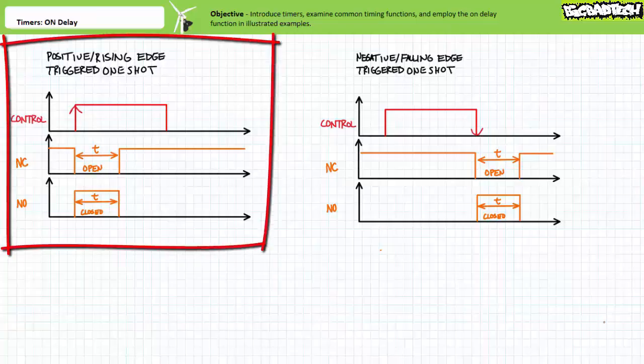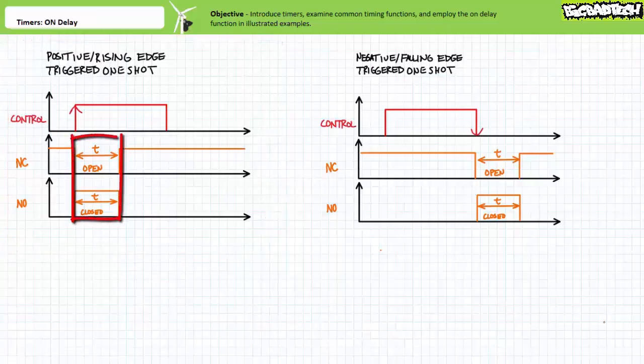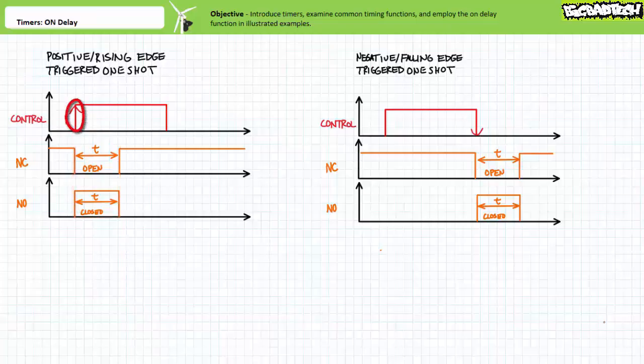This would be a rising or positive edge triggered one-shot, and it essentially does exactly what the name suggests: the one-shot function is only enabled once for a period t on a rising or positive going transition of the controlling input. Alternatively, a negative or falling edge triggered one-shot is one where the one-shot function is only enabled once for a period t on a falling or negative going transition of the controlling input.